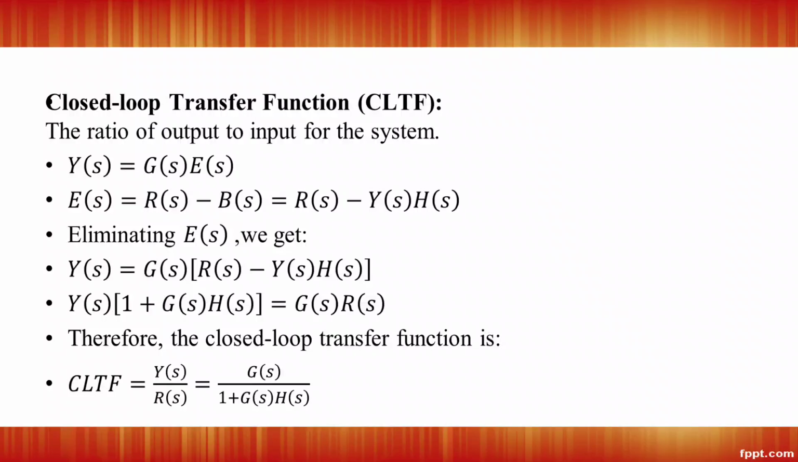Then Y of S equals G of S into E of S. Substituting the value of E of S in Y of S, we get the equation for the closed loop transfer function. After calculating all those things, we get the final equation for the closed loop transfer function equal to G of S divided by 1 plus G of S into H of S.